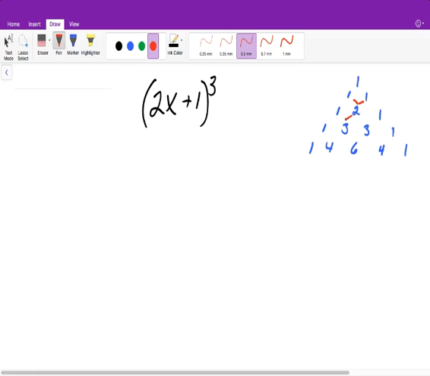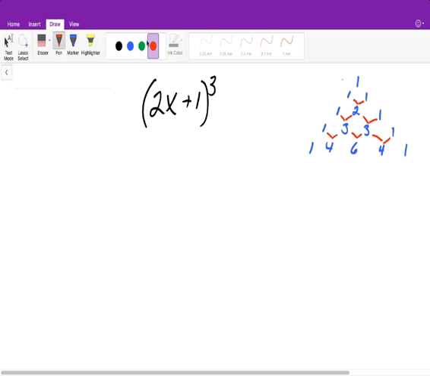We have 1, we add 1 plus 2 gives me 3, 1 plus 2 gives me 3, and then we end with 1. Start with 1, 1 plus 3 gives me 4, 3 plus 3 gives me 6, 1 plus 3 gives me 4, and then 1. And if you forget that you're starting with 1, you can always think about that this 1 is equal to 0 plus 1, and this 1 is equal to 0 plus 1 as well. So we're adding 0 and 1 to get that first number.